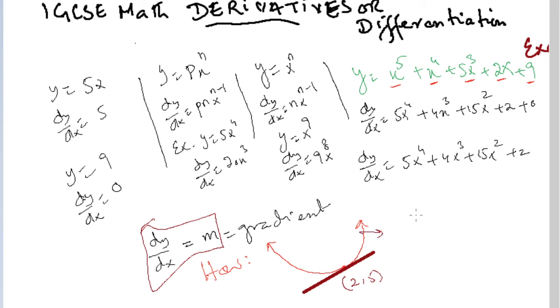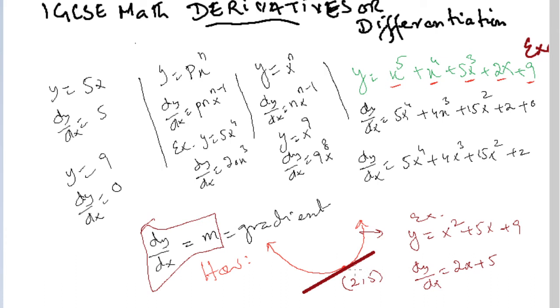I'm just taking an example. This is not the exact equation for this curve. I'm just saying y is equal to x squared plus 5x plus 9. Just an example. Now differentiate this. dy/dx is 2x plus 5.